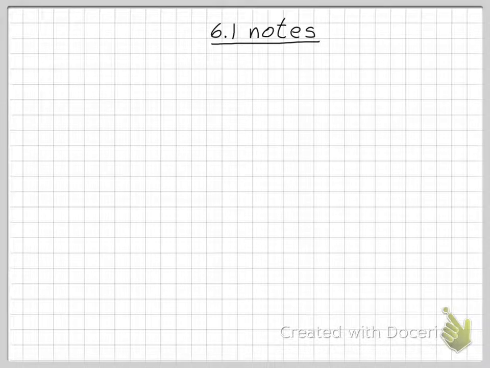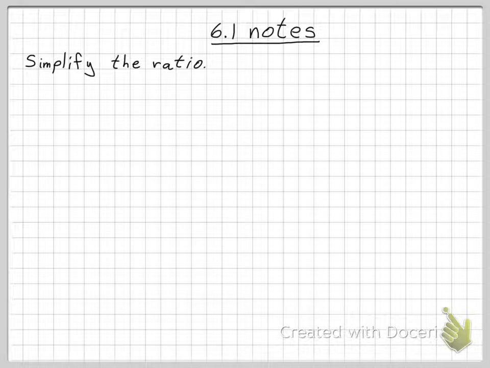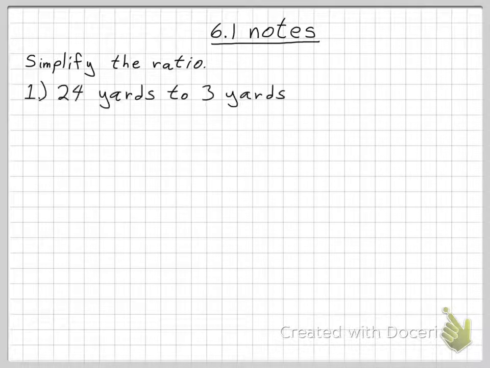This lecture is largely going to be application, so there's not too many theorems or postulates or rules to write down, just maybe one at the end. But like I said, it's mostly application. So let's begin. Simplify the ratio. You can write that down. And we're going to simplify 24 yards to 3 yards.